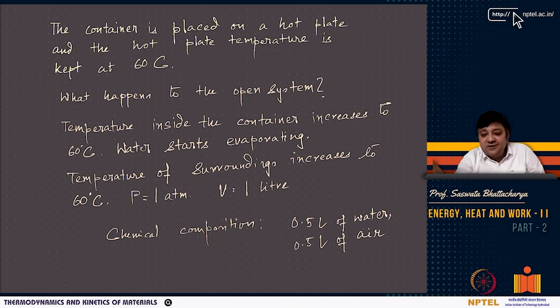There will be some evaporation, and after a long time, say a few days or maybe 1 or 2 days, I see that the chemical composition inside the container is now 0.5 liters of water and 0.5 liters of air. That means 0.3 liters of water have evaporated, right? That is possible, right? So this is something that we will see in the case of an open system. So an open system allows the transfer of matter and energy.